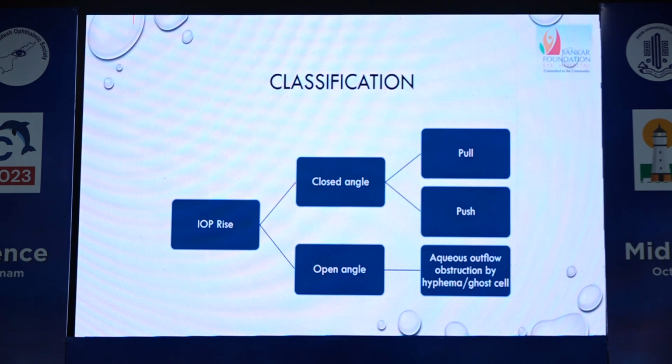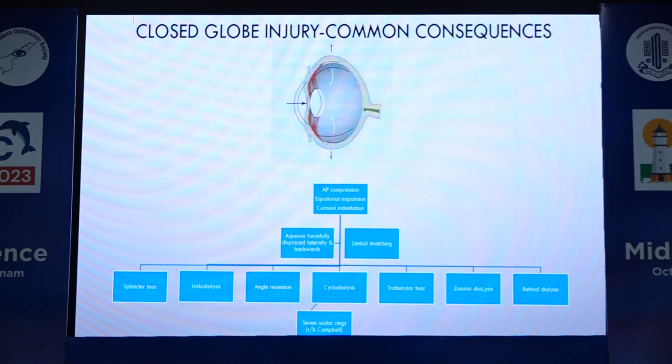As we classify any glaucoma, either primary or secondary, it is open angle and angle closure. In the closed angle, it is either anterior pull or posterior push due to lens induced iris-lens diaphragm pushing forward. Pull is actually due to the development of anterior synechiae. Open angle is either pre-trabecular, trabecular, or post-trabecular. It occurs basically due to aqueous outflow obstruction by hyphema or ghost cells. Post-trabecular can be due to rise in episcleral venous pressure, as in post carotid cavernous fistula.